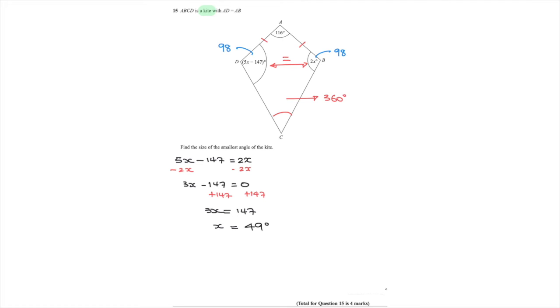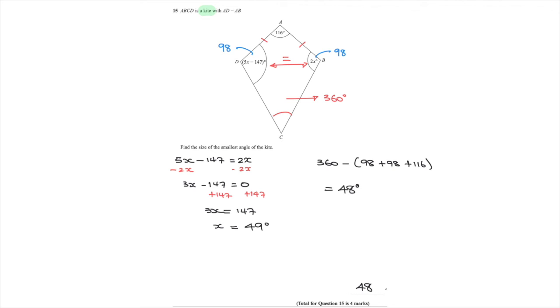All right, now that I've got that, we need to go down the job of working out what the smallest angle is. All angles add up to 360 degrees. So all I need to do is 360 degrees, take away the two 98s and that 116 at the top there, and then we'll be good to go. And that should land us on 48 degrees. So the smallest angle for this is 48 degrees.